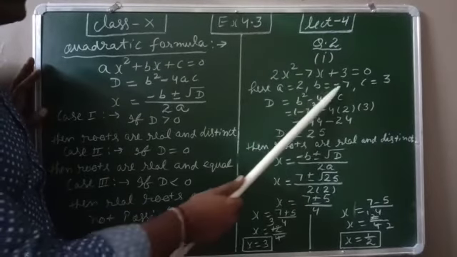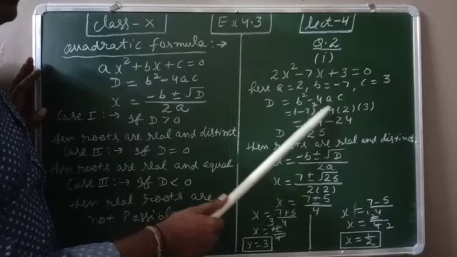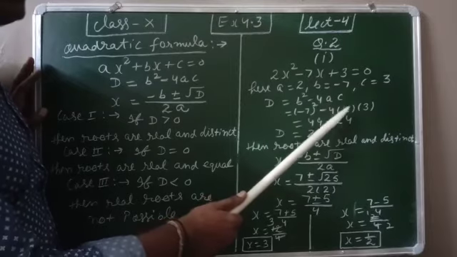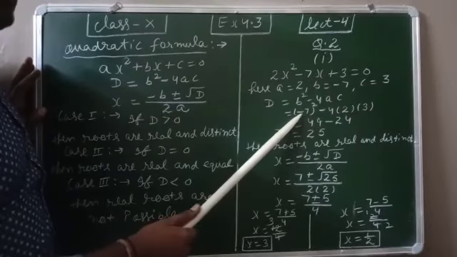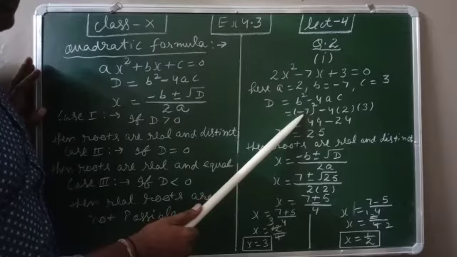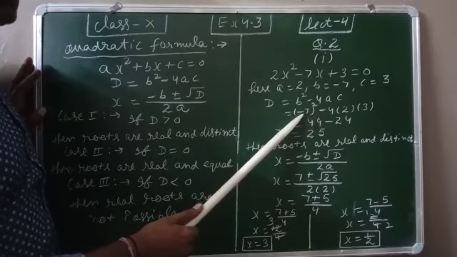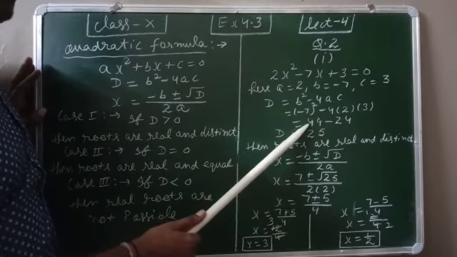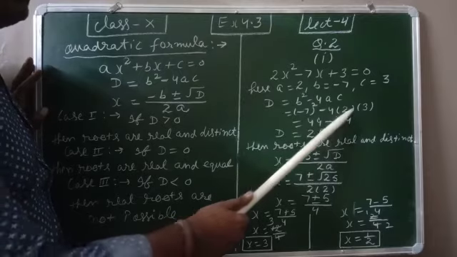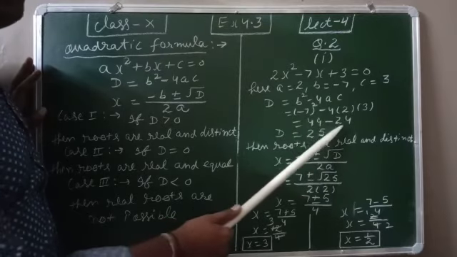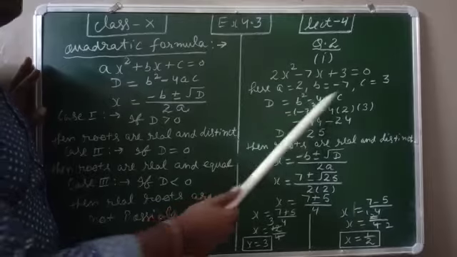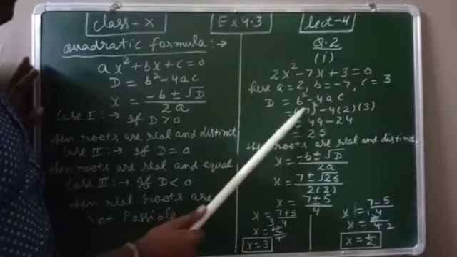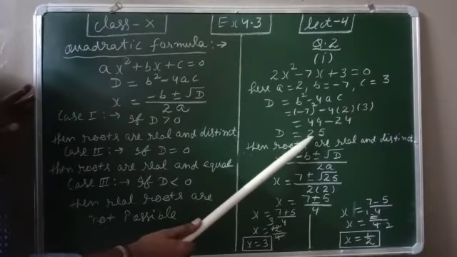So b square means minus 7 square, then minus 4a, a means 2, then c means 3. Now how many minus signs do we have? Here is the power 2, so two minuses, so this value will become plus. So 7 square is 49. Minus 4 into 2, 8 into 3, 24. So 49 minus 24 is 25. So first we write the values of a, b, c, then we apply the formula of D. Now we have the value of D as 25.